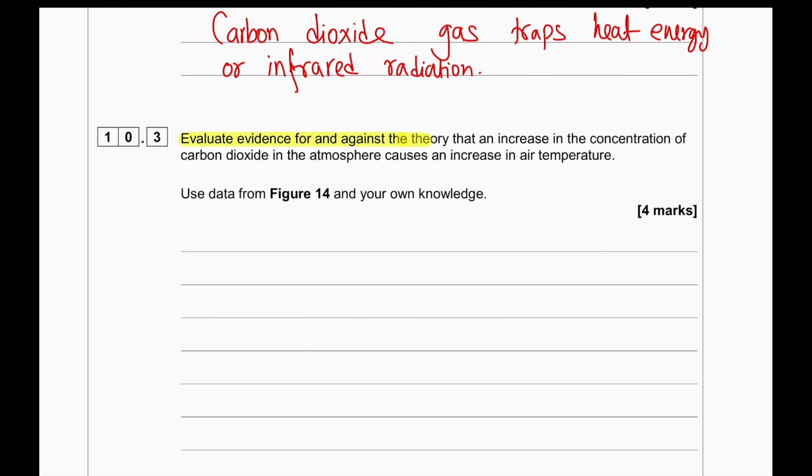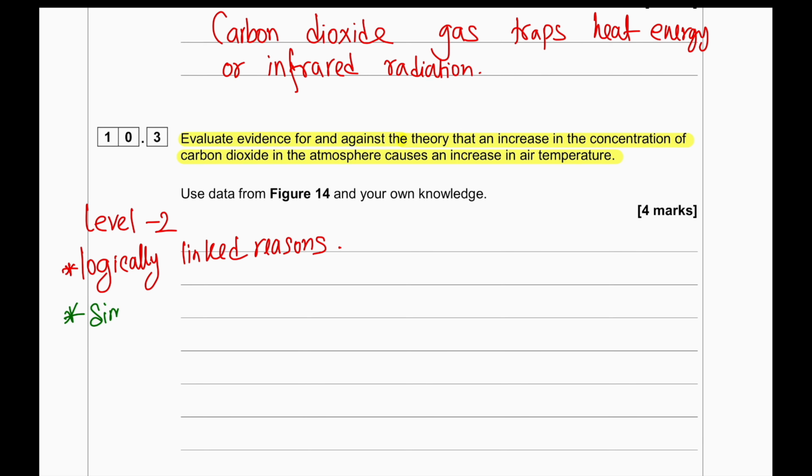Evaluate evidence for and against the theory that an increase in concentration of carbon dioxide in the atmosphere causes an increase in air temperature. Now, of course, we have to give information for the theory and against the theory. To get a level 2 mark, we have to have logically linked reasons, and we can also give a simple judgment.